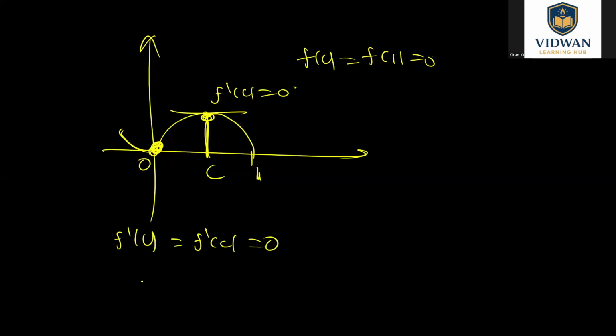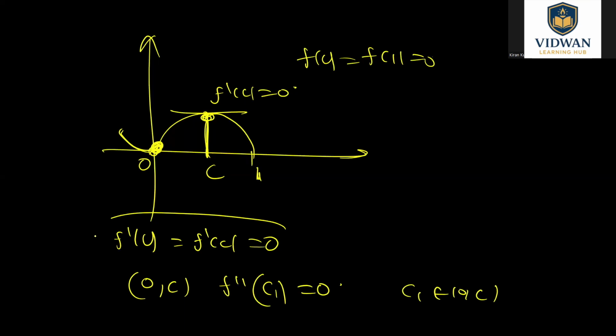Between 0 and c, the double derivative will have a root. F double dash of c will become 0. For example, if I name this root as c1, f double dash of c1 is 0, where c1 belongs to 0 to c. Because f dash satisfies the conditions of Rolle's theorem, you can see between 0 and c some root will be there. So c1 is a root between 0 and c.